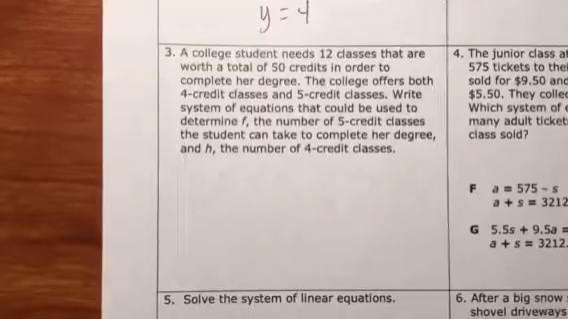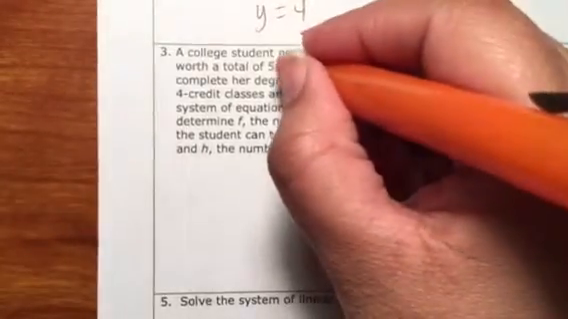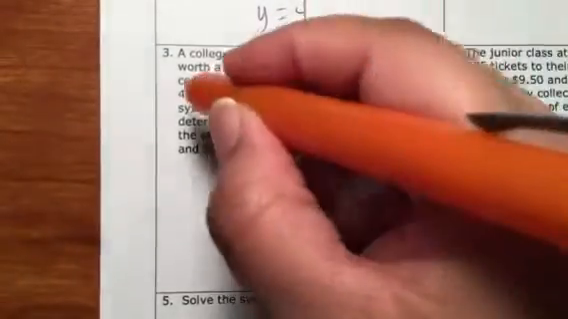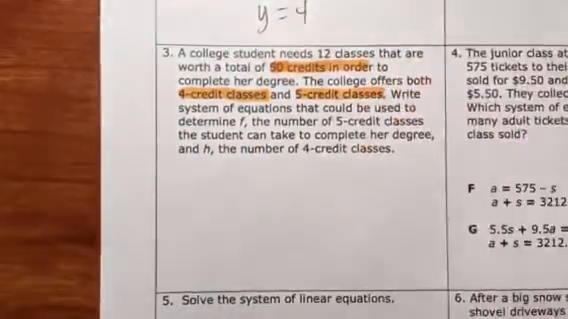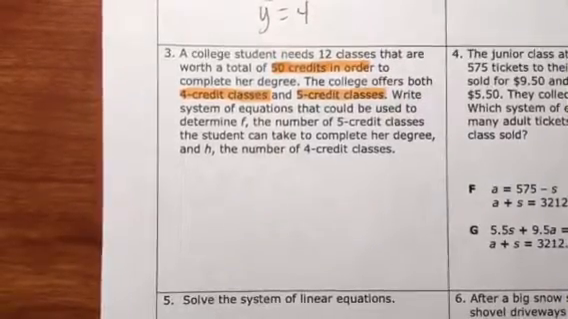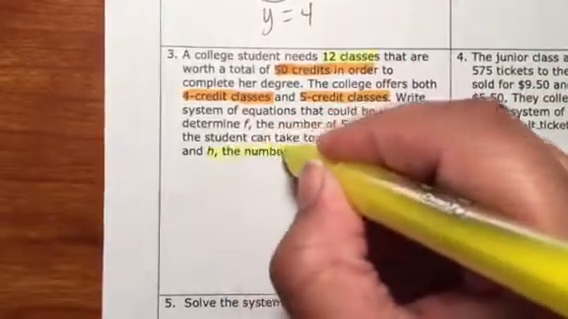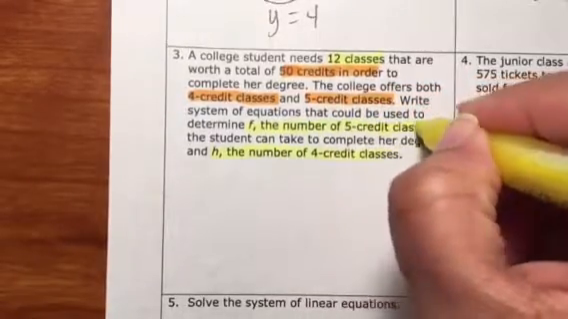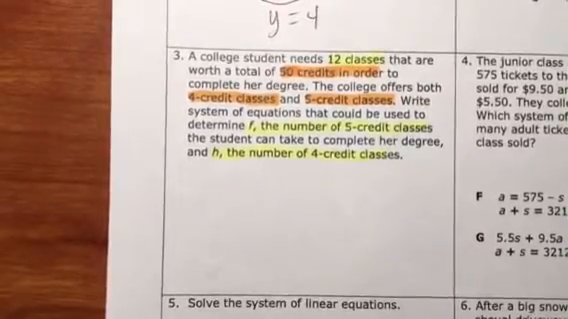Okay, so to keep in the habit of what we were doing last time, here's the 50 credits, and you have 4 credit classes and 5 credit classes. So all that's going to be one sentence. And then you have 12 classes. Okay, and H is the number of 4 credit classes, and F is the number of 5 credit classes. So this is where we're coming up with those two numbers.